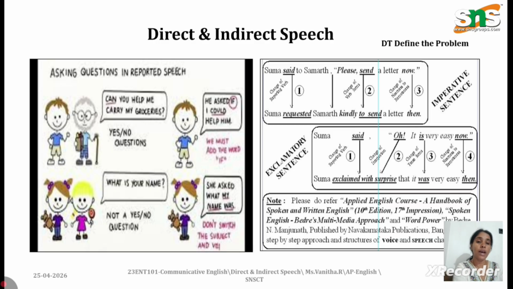The other added rules are: if it is a question form of speech, you have to remove the question mark and use if or whether. And if it is a command or a request, you add to plus verb. So, she said, open the door. She asked me, or she requested me, to open the door. Did you get me? That is all. It is so simple and easy. There is nothing to be confused about in writing direct or indirect speech.